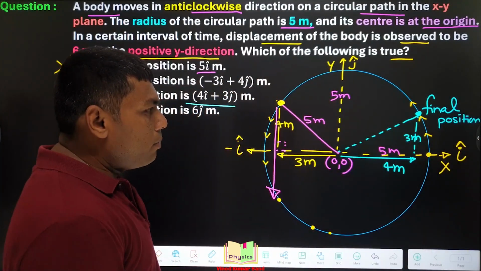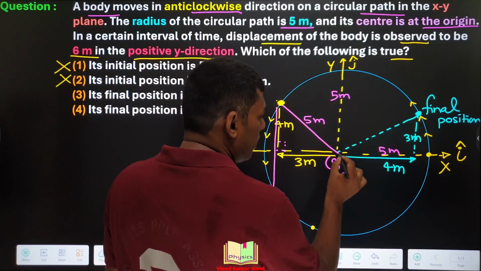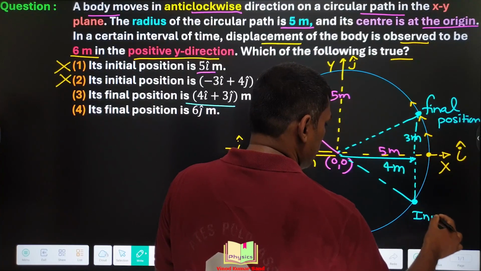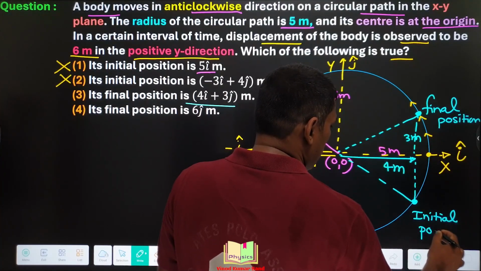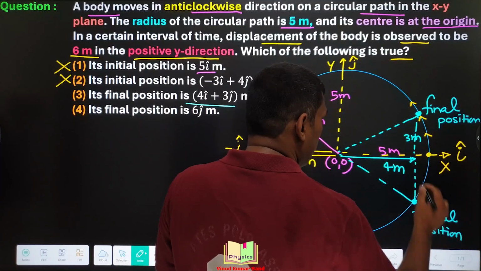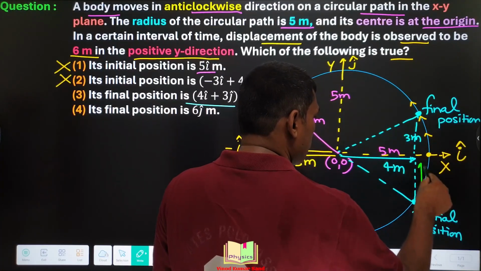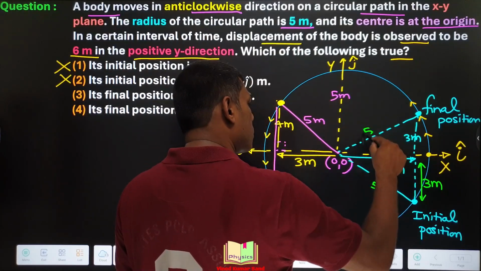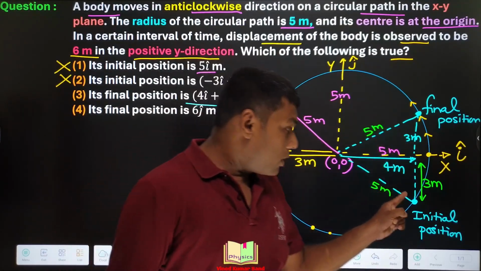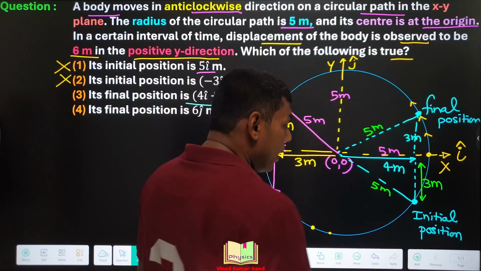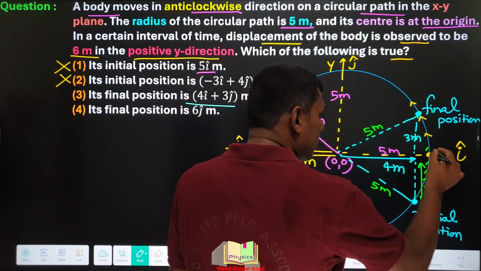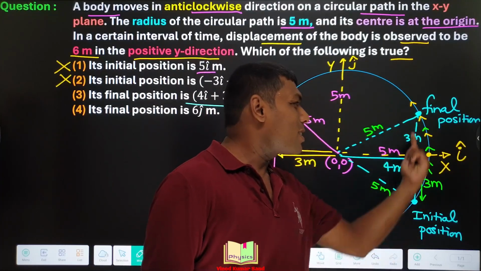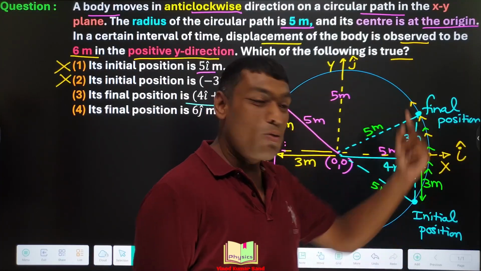If this is the final position, we can draw the initial position like this here. Let's say this is the initial position. In this initial position, again, this gap is 3 meter. This is 4 meter, this radius is 5 meter, this radius is 5 meter. If this is the initial position of the particle and it moves anti-clockwise, then particle finally reaches here, and check what is the displacement of the particle in the y direction.